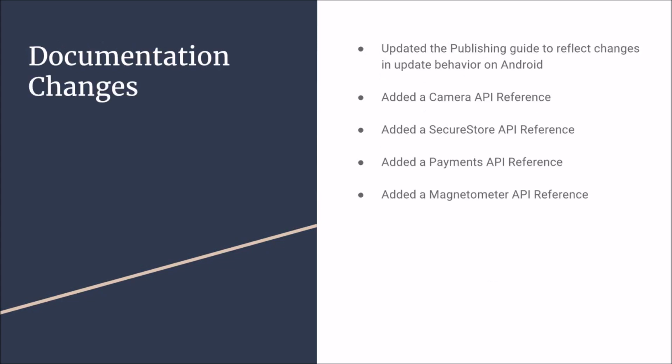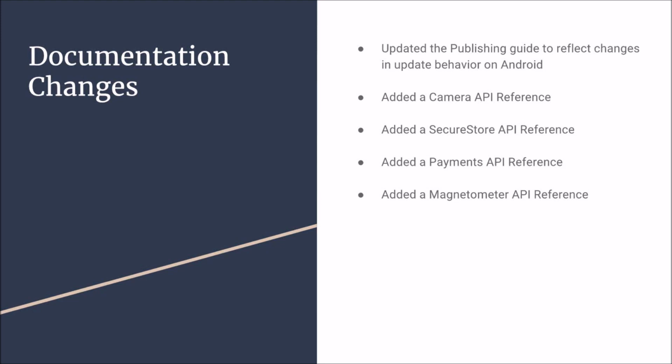Along with this update, Expo has also released various documentation changes. They've updated the publishing guide to reflect changes in update behavior on Android. This is definitely something you should check out if you're going to be upgrading your SDK version, because you need to republish your applications on Google Play and the Apple App Store anyway.